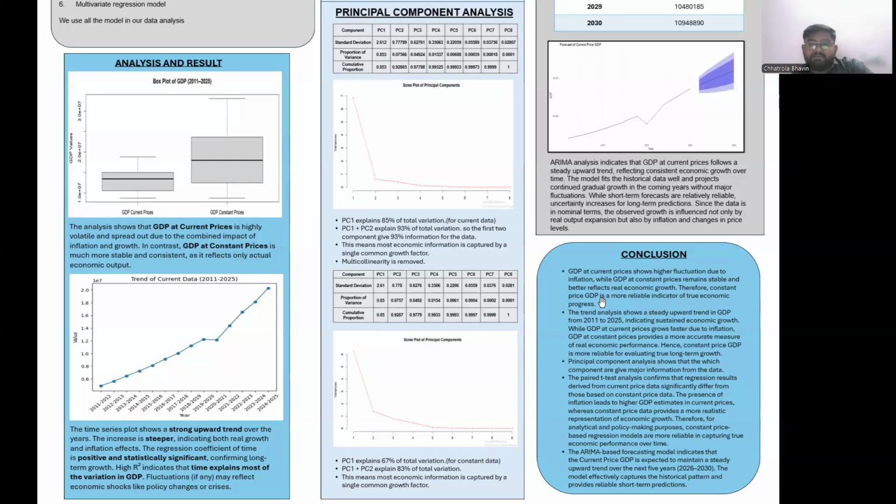The trend analysis shows a steady upward trend in GDP from 2011 to 2024.